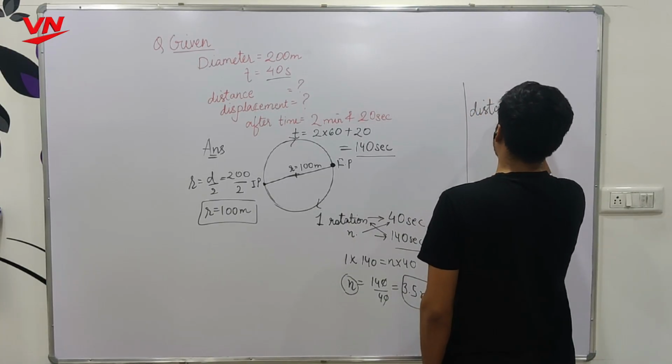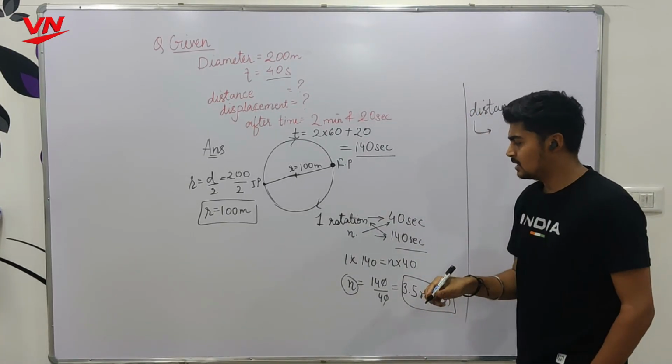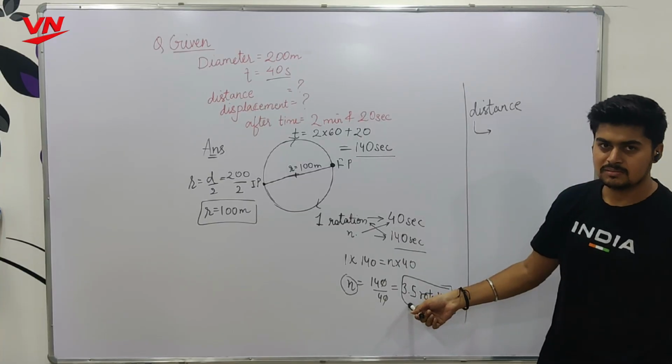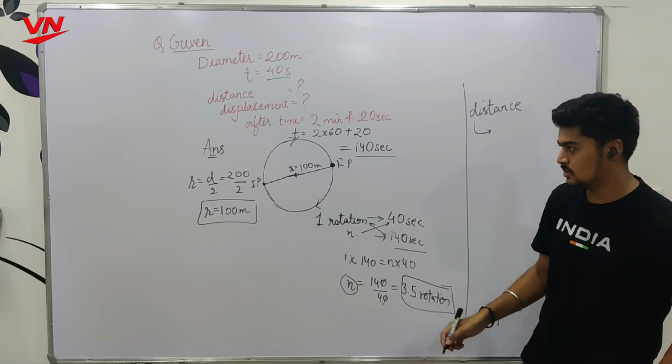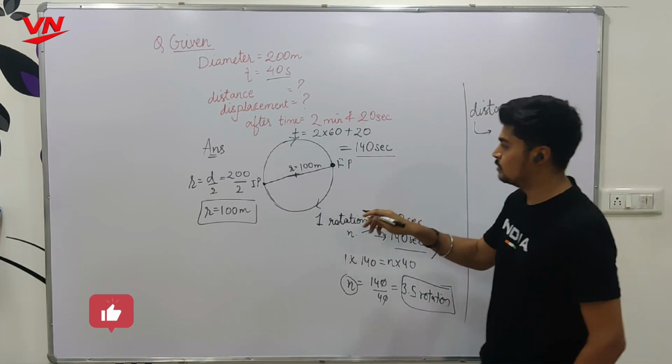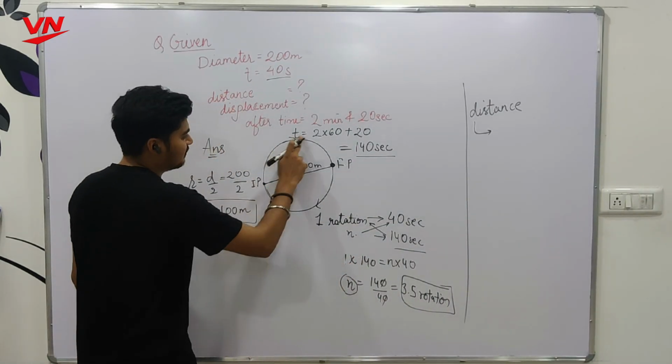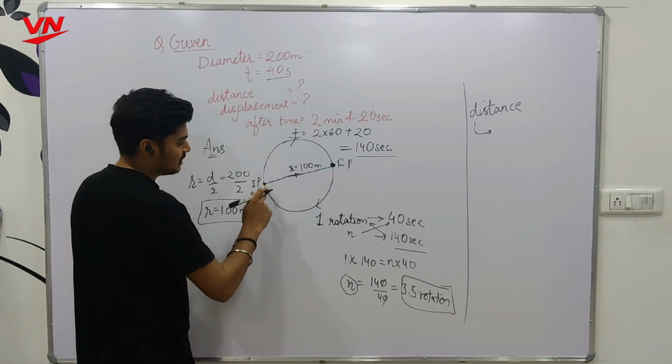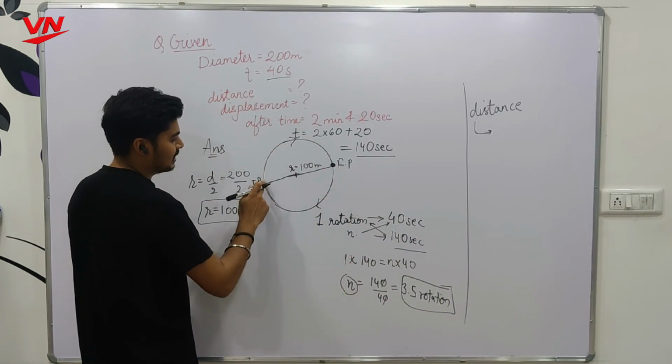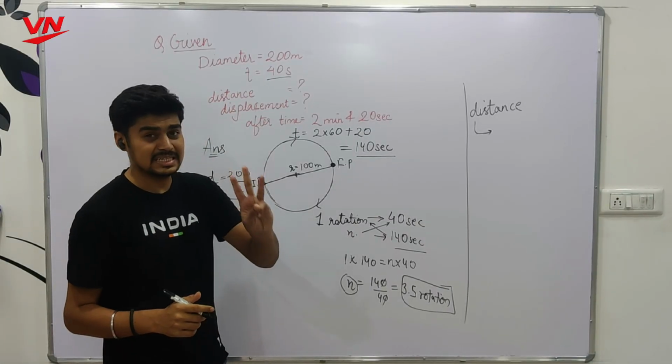How will I calculate the distance? As it has completed 3 complete rotations and 1 half rotation, what I will do is this: we know that the circumference will be the path of that object. So the circumference is 2 pi r, and that is the circumference it travelled 3 times.